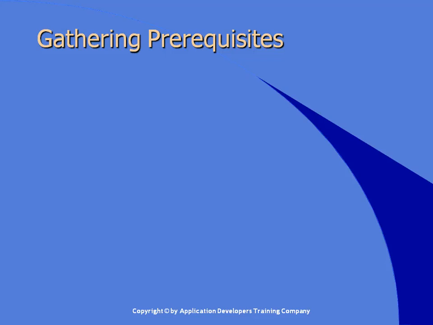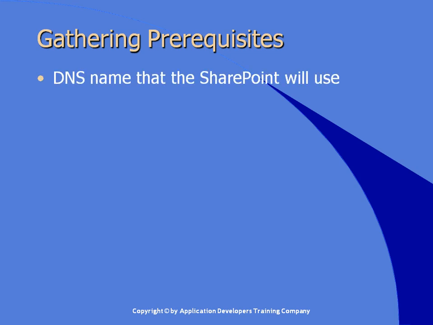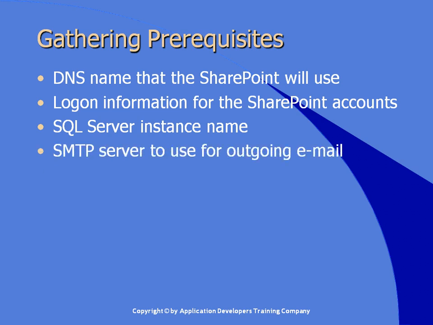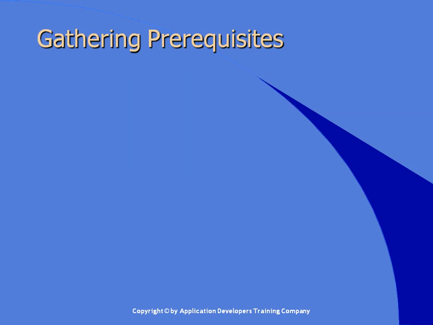Before you install SharePoint 2010, you need to gather some prerequisites that you'll need before the install and some that will be utilized during the install. You'll need to identify the DNS name that SharePoint will use, logon information for the SharePoint accounts, SQL Server instance name, unless you're doing a standalone install, then SQL will be installed at that time, and an SMTP server to use for outgoing email, so alerts can be sent and so on.